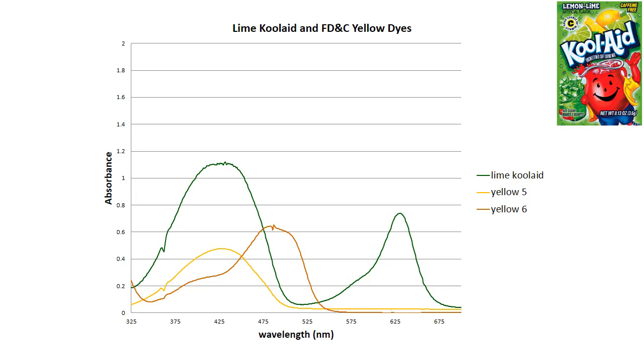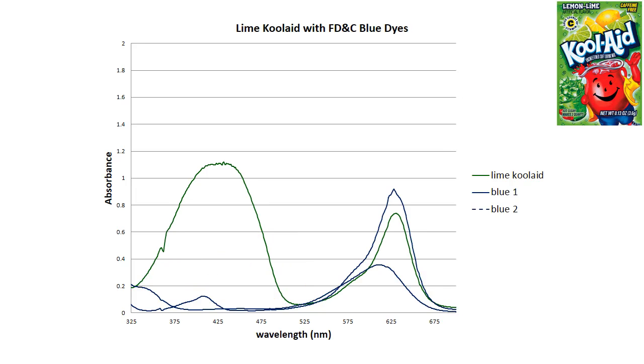Yellow 6 is actually more of an orange color. And so it looks like yellow 5 corresponds much better with the lime Kool-Aid sample. If we look at the two blues, the broken line didn't come out broken for some reason, but blue 1 is the one that you see here, that overlaps well.